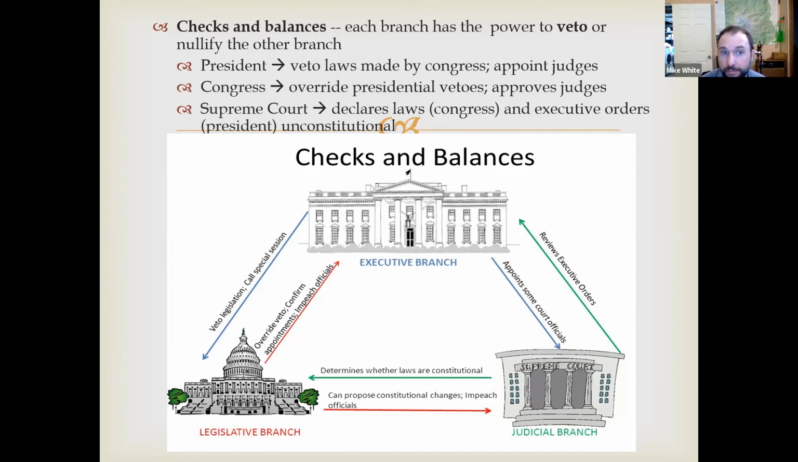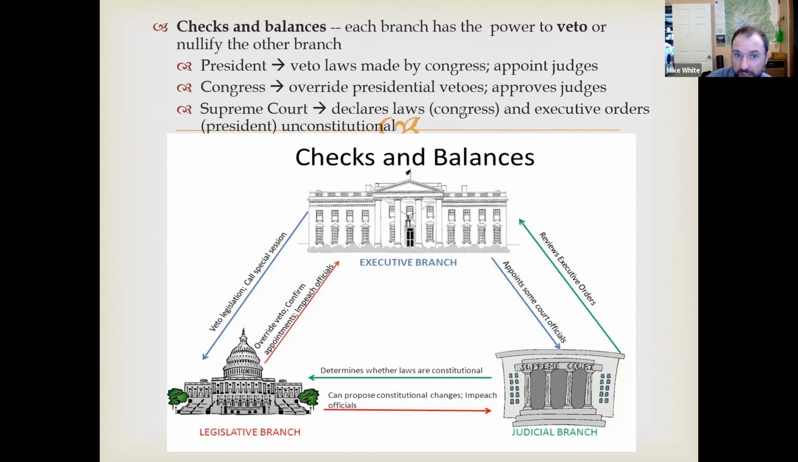And then Congress also has some authority over the judicial branch because they are the ones that actually have to approve and vote for the justices and the judges that get put onto the courts by the president. So the president gets to appoint them, but then the Senate ultimately gets to say yes or no. So they get kind of the last say.